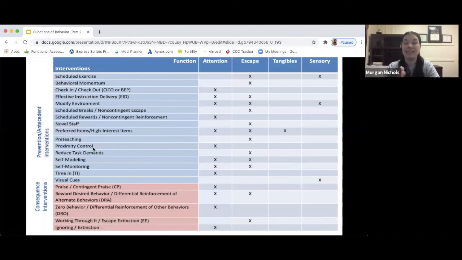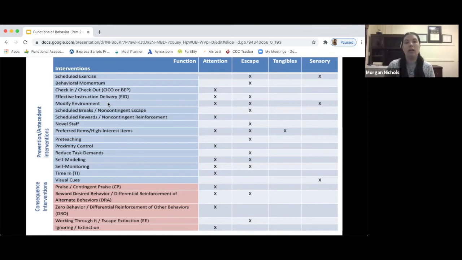Proximity control, we can stand next to them while they're doing whatever they're doing, right? We can make sure that we modify the environment, and that might look like moving things around in the environment. So for example, if you have a kid who you ask, hey, we need to go brush our teeth, and for some reason they hate brushing their teeth, so they bolt, they run every time you ask them to do that, right?